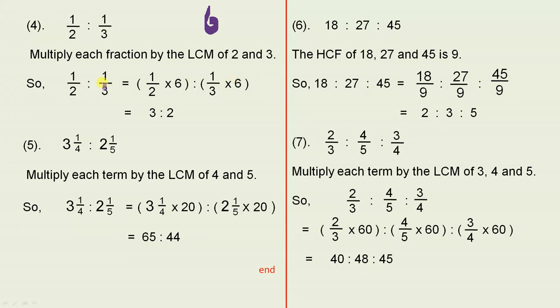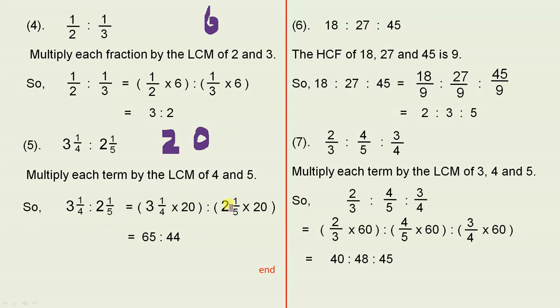So a half is to a third will be a half times 6 is to a third times 6. A half times 6 is 3, and a third times 6 is 2. So a half is to a third is simplified down to 3 is to 2. We can also do the same with mixed fractions. So if we want to simplify that ratio there, you look at the denominators and the LCM of 4 and 5. Now what's the lowest number that 4 and 5 will divide into? You should know this because a knowledge of tables will tell you that 20 is the LCM.